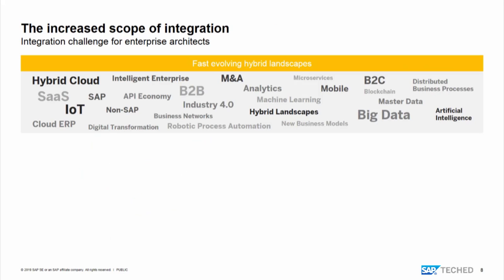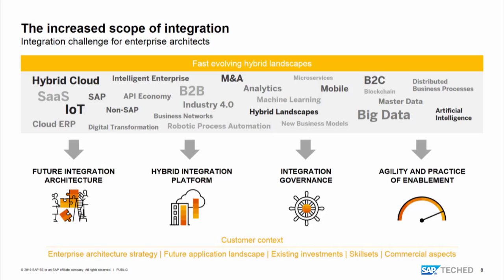Okay. So when we are talking to enterprise integration architects in our customer base, we can really see an increasing need for integration. We see the need to integrate with cloud applications. We see the need to integrate mobile apps. We have the need to integrate B2B. So from a customer perspective, a lot of different integration scenarios need to be covered. And so the traditional landscapes are fast evolving into hybrid landscapes with different integration needs.